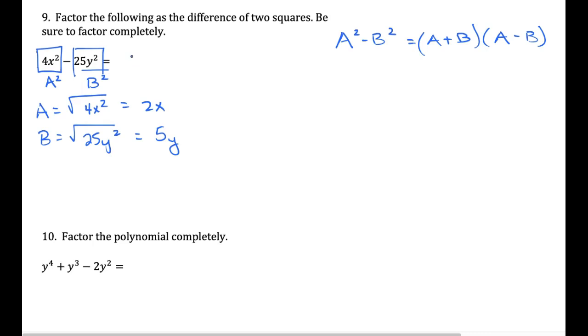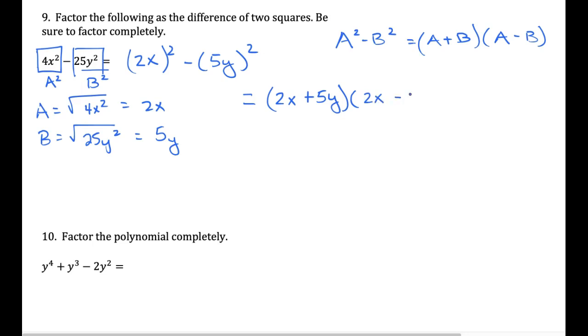So now let's rewrite this as 2x, the whole thing squared, minus 5y, the whole thing squared. And now we know what's what here. And we're going to factor it as a, 2x, plus 5y, which is b, times a, 2x, minus 5y. Okay, and that's your final answer.